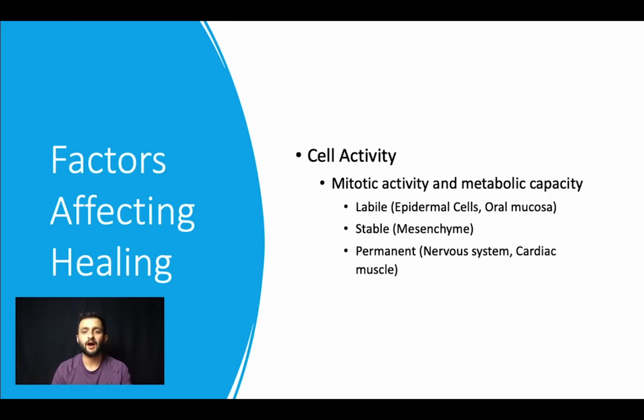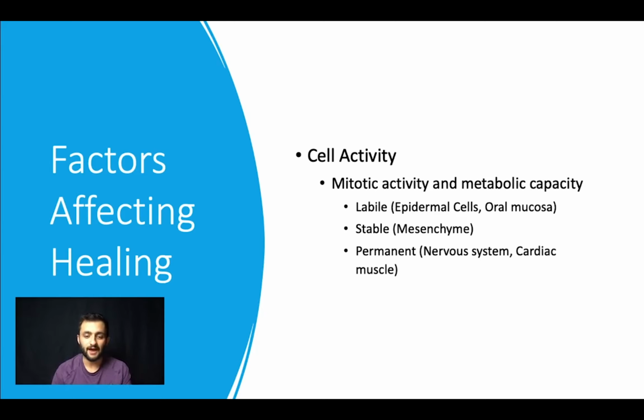And then we think about permanent cells. These are cells that generally don't have any division postnatally, okay? We're thinking about cells of the nervous system, and cardiac muscle. That's what makes it so dangerous when people get an MI or something of that nature, because once you start getting fibrotic change of the wall, you risk things like free wall ruptures.